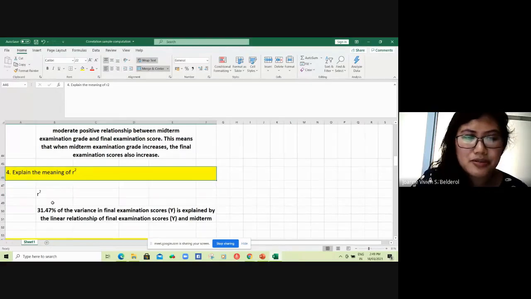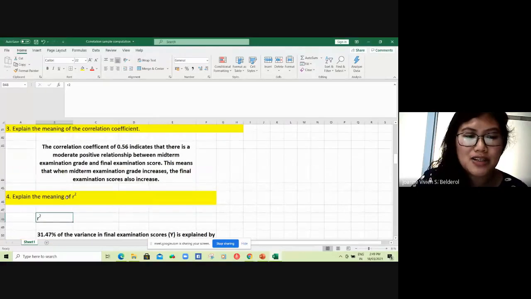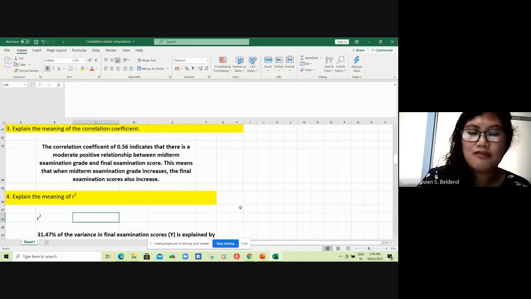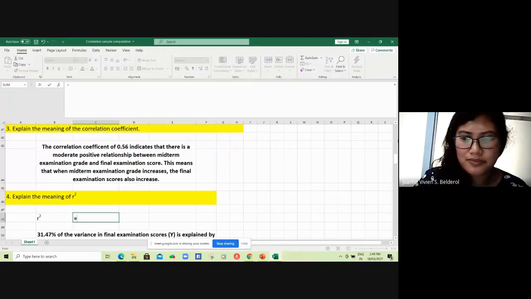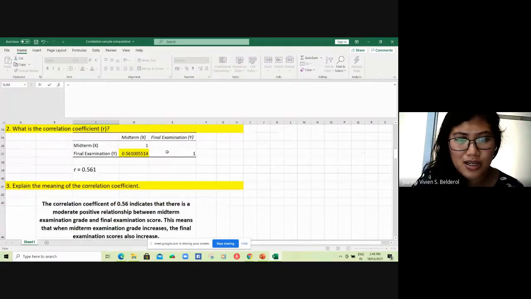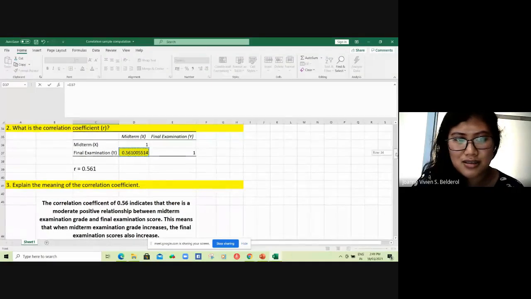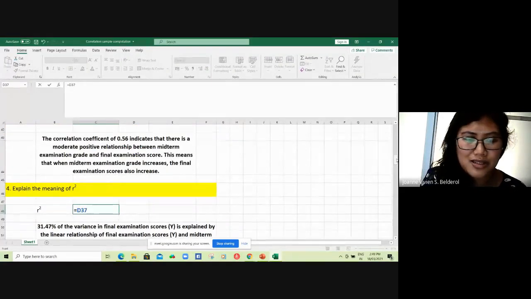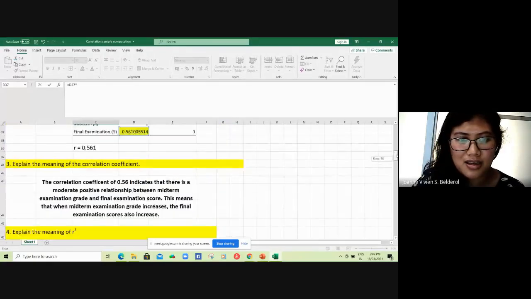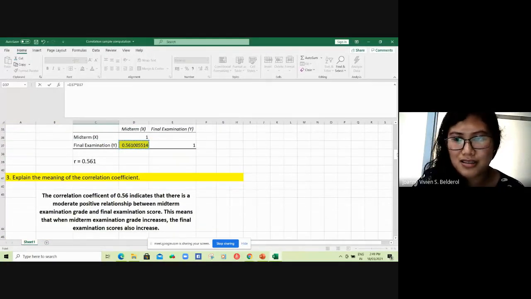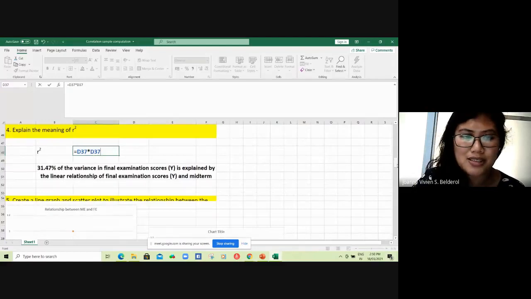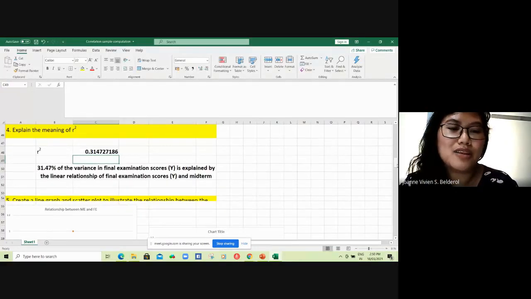So let's proceed to R squared or your coefficient of determination. Earlier, we said that for R squared, you simply square your R. You can also do this in Excel. So, the formula is you simply write equals. Then, you click this one. And then, asterisk. And then, you click this one again. Then, you press enter. So, automatically, your R squared is computed.